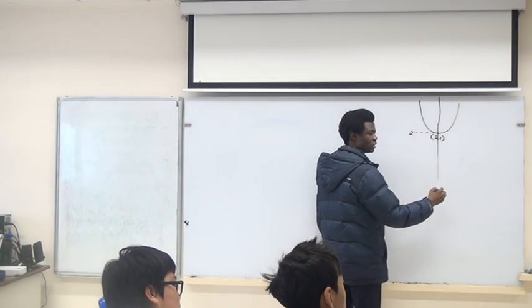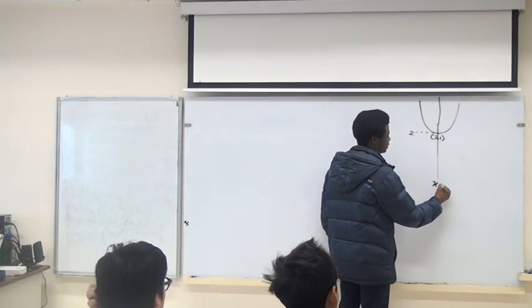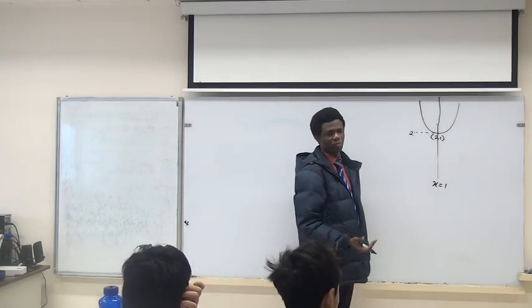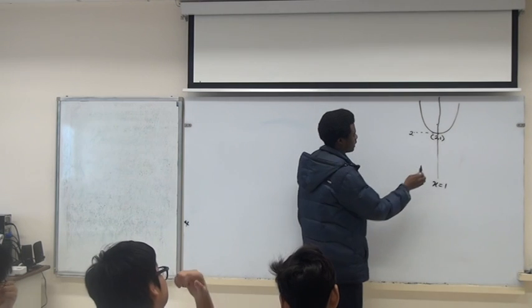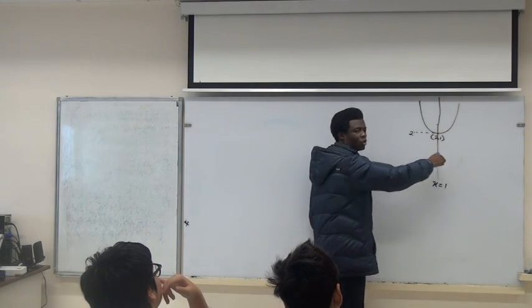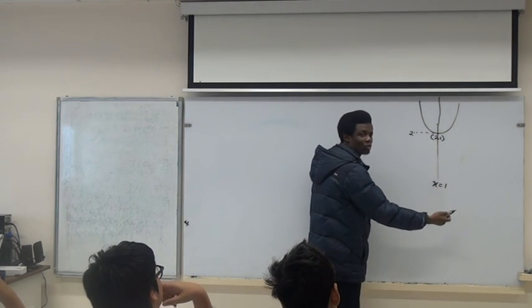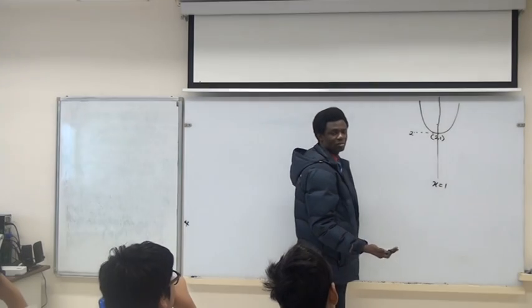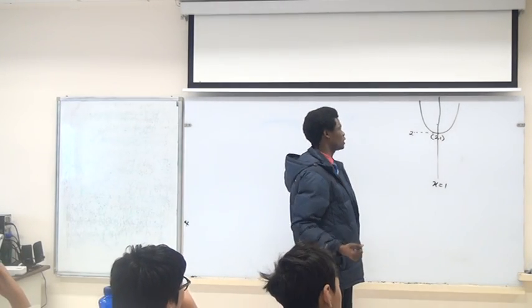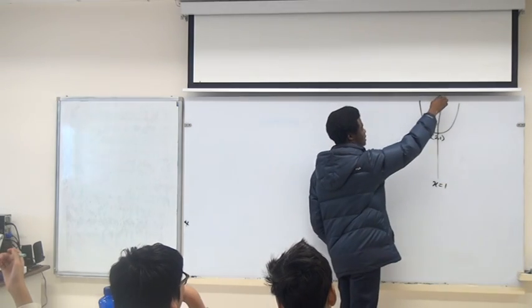You want to say something? X equals 1. That's it. So it's something you are familiar with. How do you get that? Where does this line go through? It goes through x is equal to 1. And that's it. So if somebody mentioned equation of line of symmetry, it is this line.